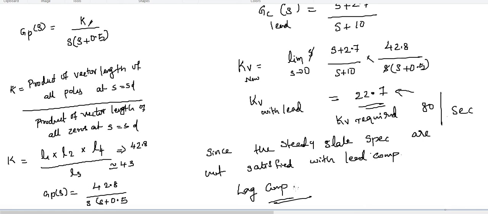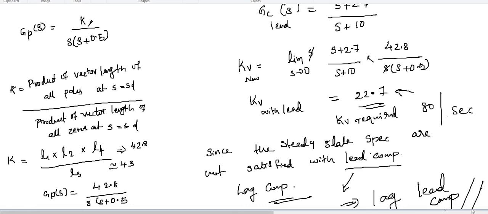In addition to the lead compensator, you have to design a lag lead compensator for this problem in order to achieve the desired specifications, because with the lead compensator itself, the steady state specifications are not satisfied, so we have to design a lag compensator also. That means the compensator here should be a lag lead compensator.